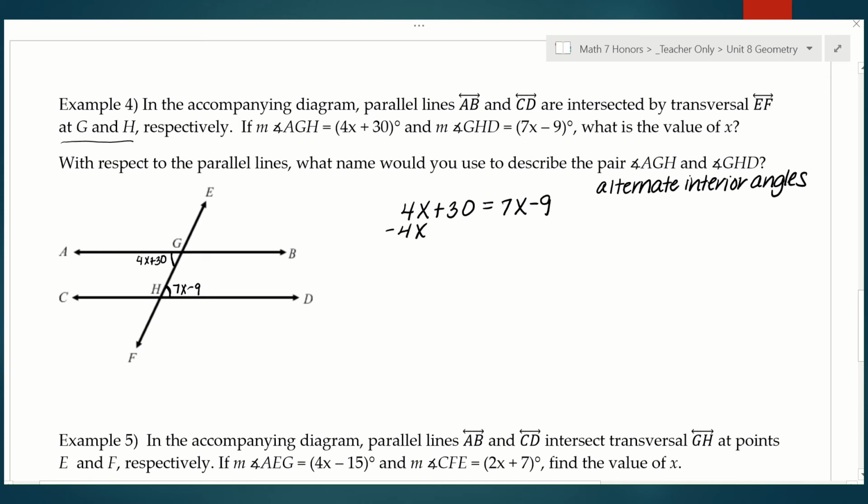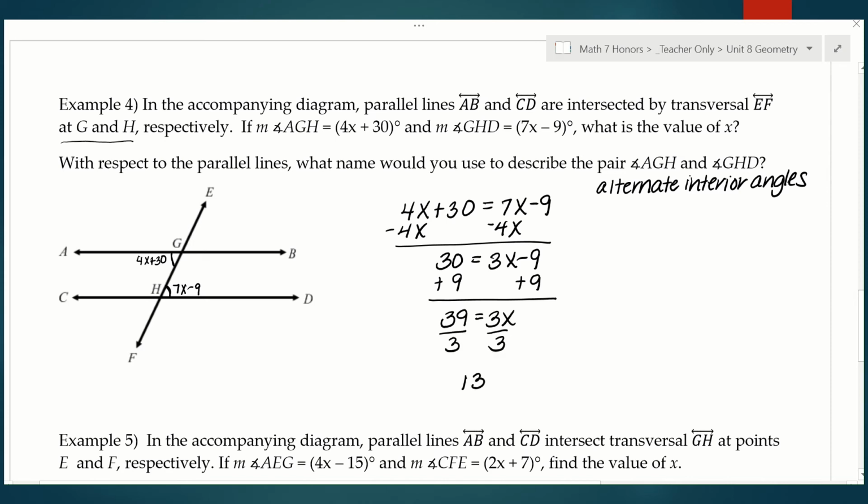I'm going to subtract 4x to get my variables to one side. And then I'm going to add 9. And then I'm going to divide by 3. And I'm going to get that x is equal to 13.